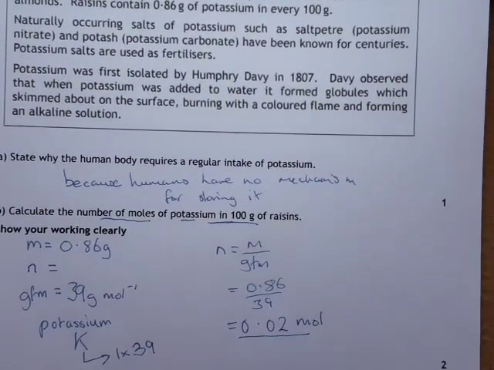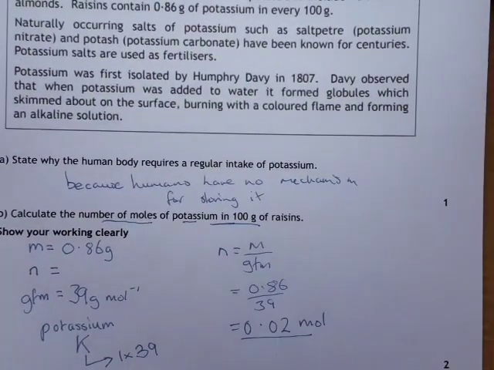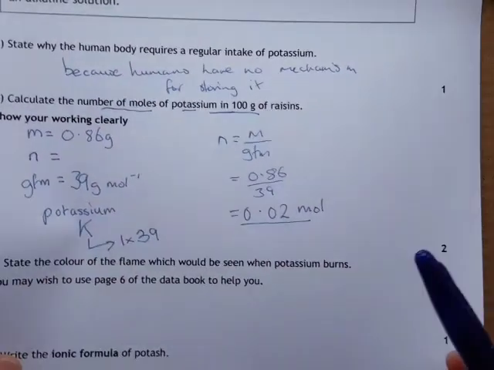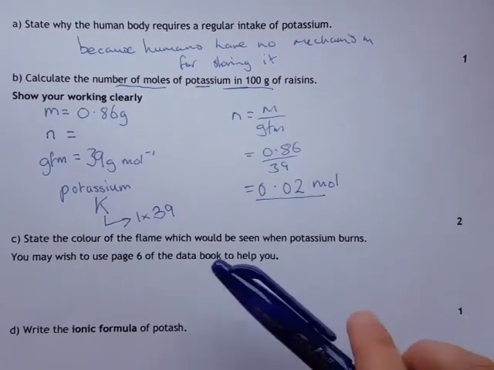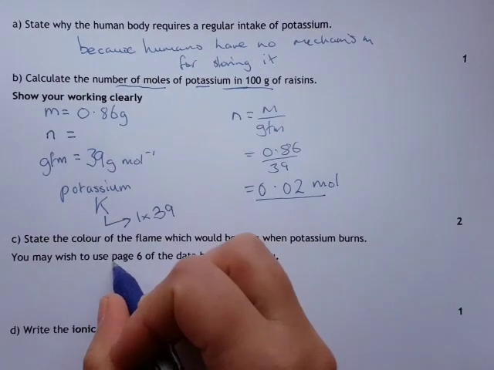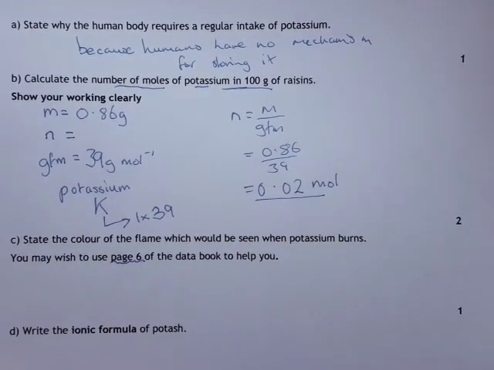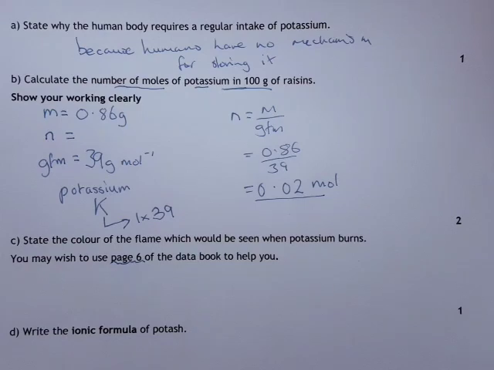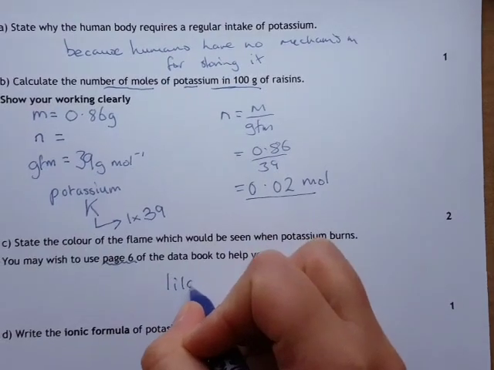Okay, so you did get 1 mark if you used the wrong mass in that question, but you did do the sum correctly. Okay, question C says state the colour of the flame which would be seen when potassium burns. You may wish to use page 6 of the data book to help you. I'm going to be honest, I gave you a little bit of extra help there by giving you the page number. You wouldn't normally get that, but we haven't actually covered flame colours yet, so I thought I'd give you a bit of extra help there. So page 6 of the data book, finding the flame colour for potassium. I think almost everyone got that, and the answer was lilac.